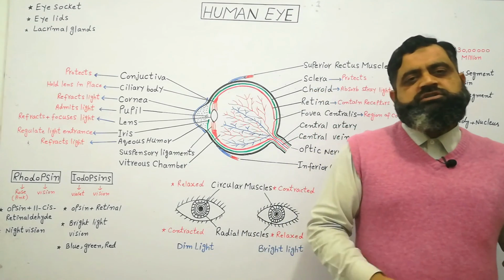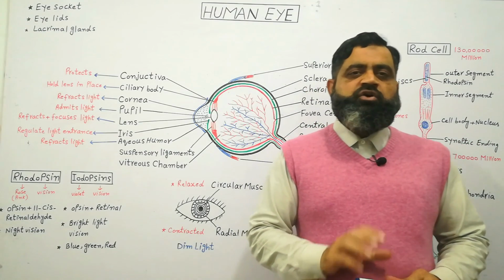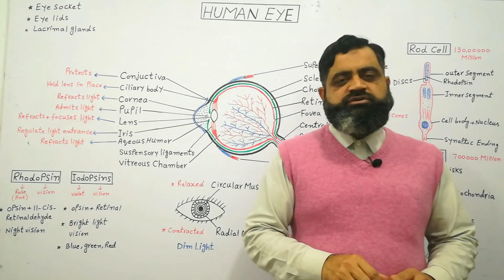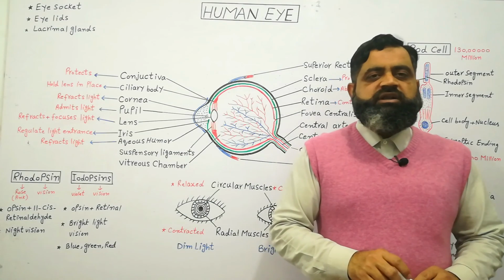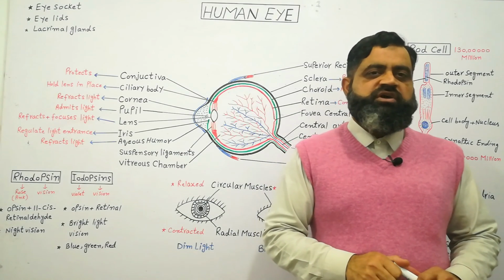So in this way, students, we tried to understand some anatomy of the eye and some important functions. We will discuss in detail the diseases and some problems of the eye in the next lecture.